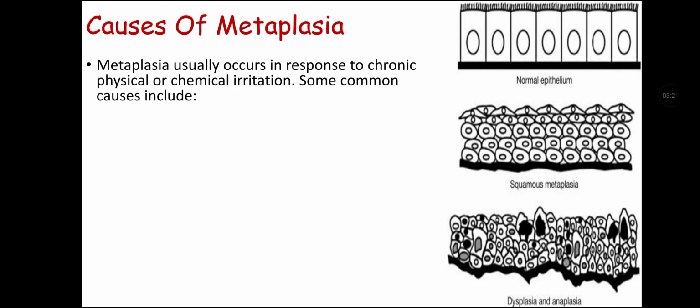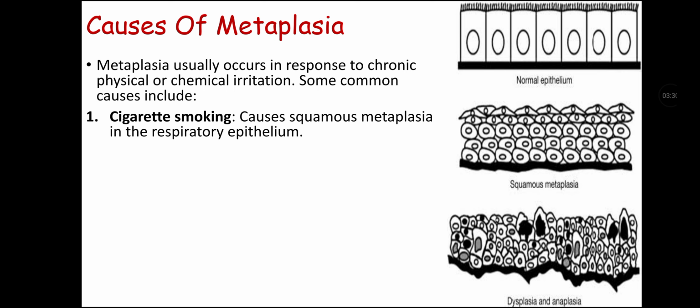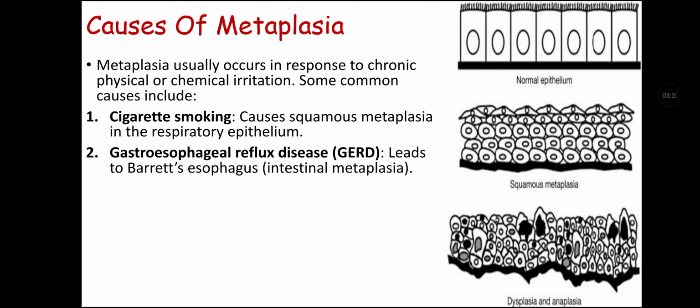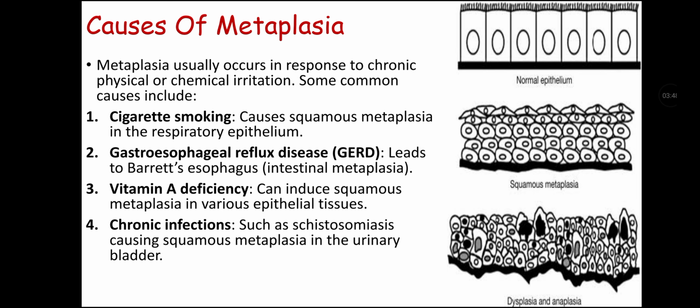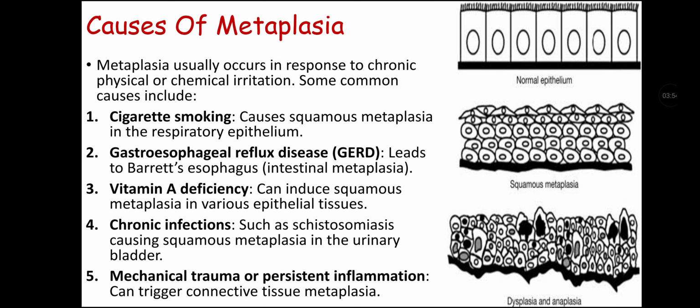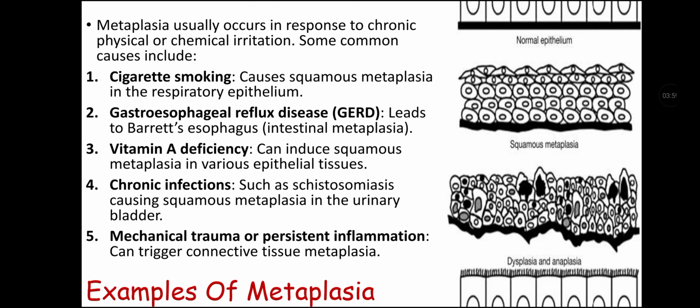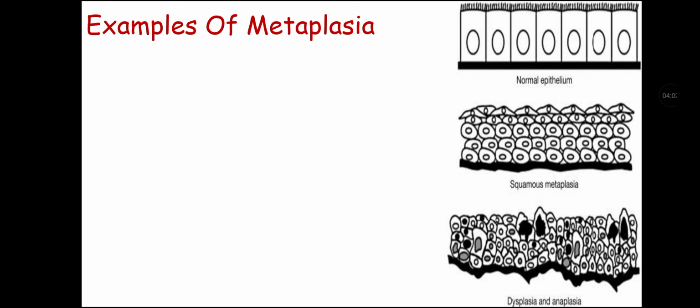Causes of metaplasia. Metaplasia usually occurs in response to chronic physical or chemical irritation. Some common causes include cigarette smoking that causes squamous metaplasia in the respiratory epithelium, gastroesophageal reflux disease that leads to Barrett's esophagus, that is intestinal metaplasia, vitamin A deficiency that can induce squamous metaplasia in various epithelial tissue, chronic infections such as schistosomiasis causing squamous metaplasia in the urinary bladder, mechanical trauma or persistent inflammation that can trigger connective tissue metaplasia.